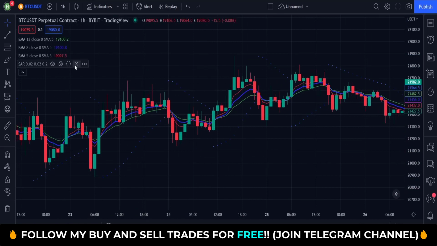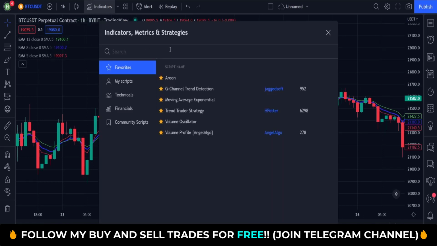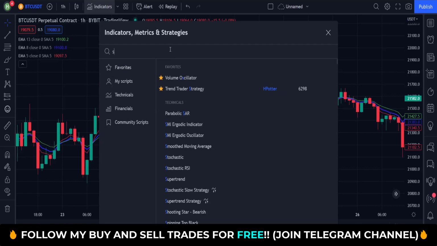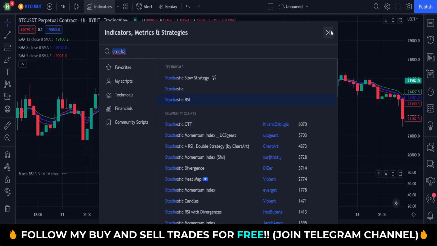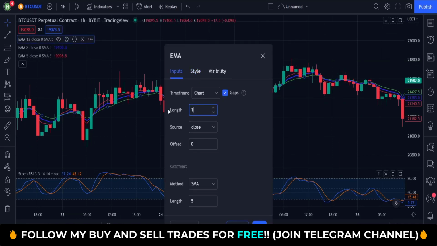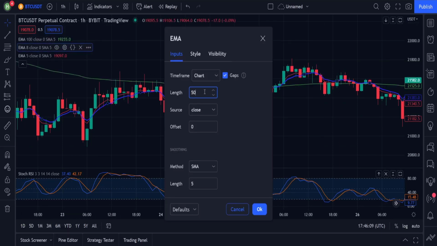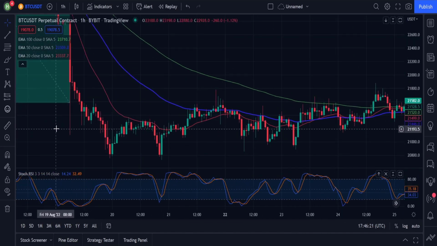The first step will be to get rid of this parabolic SAR indicator and add a different confirmation indicator. For this, we'll go to the Indicators tab and search for the stochastic RSI. The next step will be to change the length of these moving averages. So first, let's replace the 13 EMA to 100, the 8 EMA to 50, and the 5 EMA to 20. Now we have the setup ready. Let's learn the trading rules for this now.